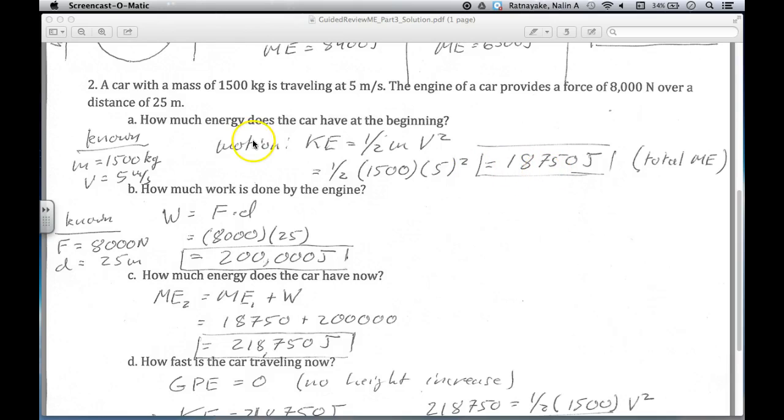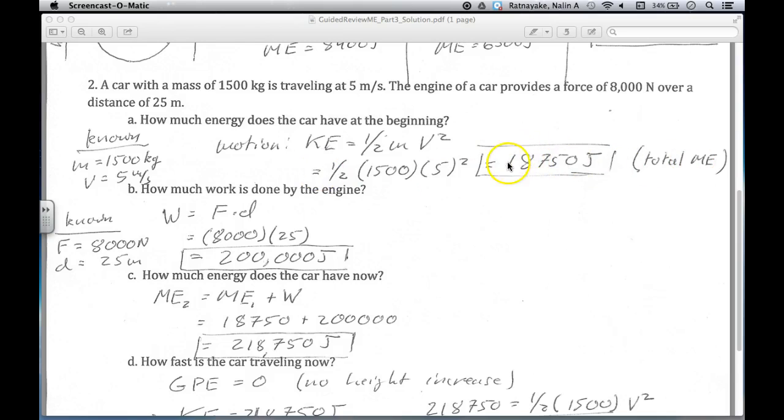18,750 joules. And because I made the statement that there's no GPE involved in this problem because there's no height, I'm going to say that this is the total mechanical energy of the object. Because mechanical energy, as we know, is GPE plus KE. It's the sum of all your mechanical energies.